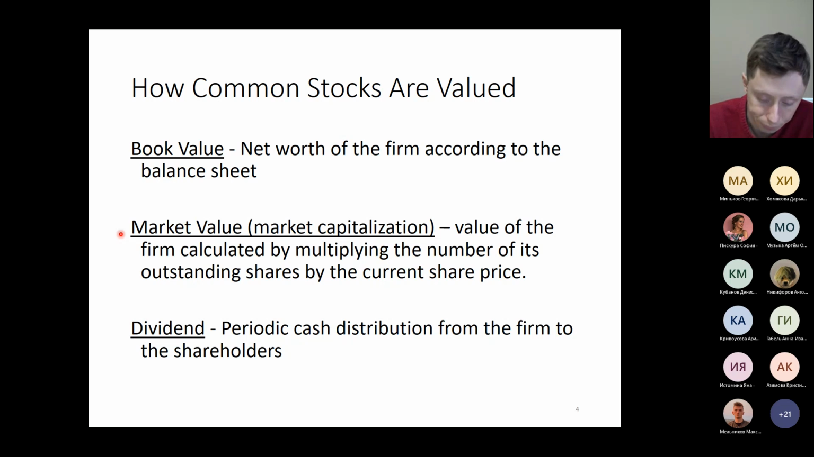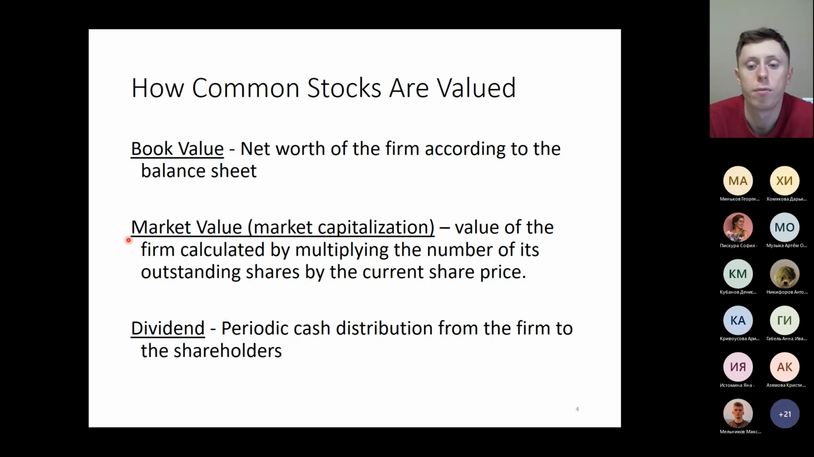In a quarterly reporting, the firm would publish its balance sheet. Out of that you can see the book value of this firm. But the market value of the firm is something that changes way more frequently. We also call it market capitalization or market cap of the firm.